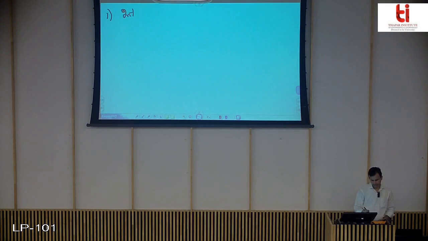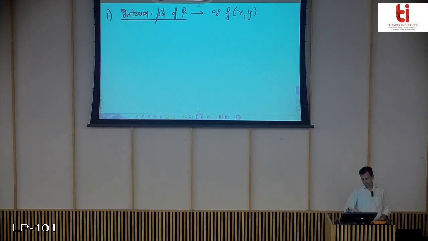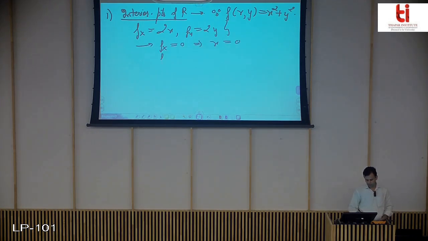First we look at the interior points of region R. Since f(x,y) is equal to x square plus y square, the partial derivative fx is 2x and fy is 2y, both defined for all x and y. We must look at the points where both partial derivatives are simultaneously 0. So this gives you the point (0, 0).